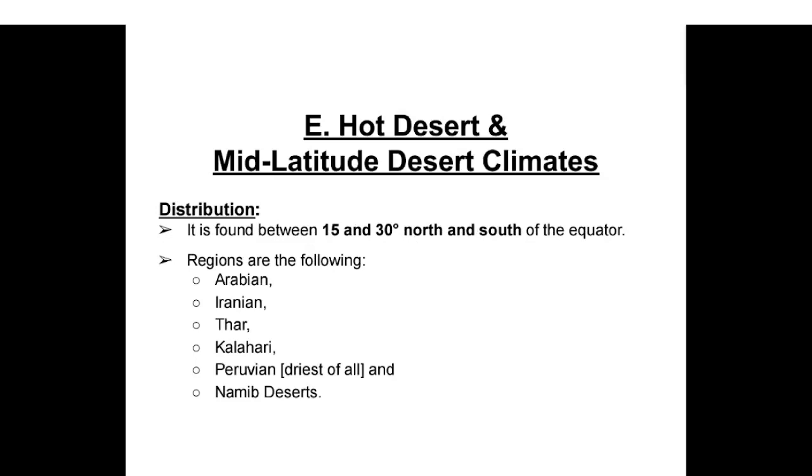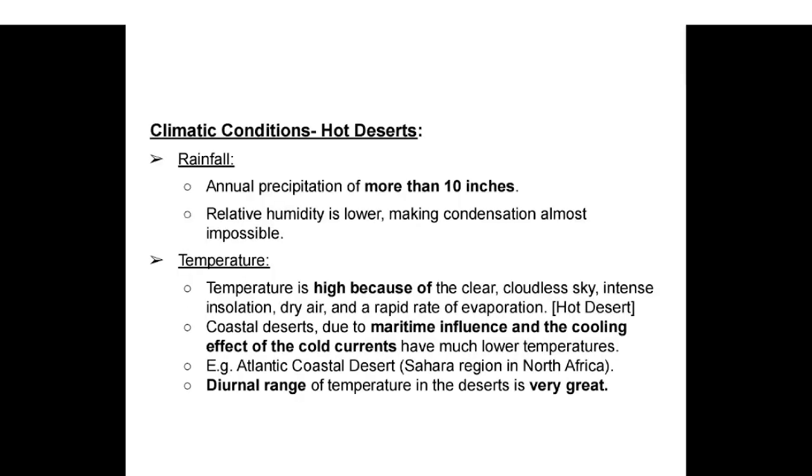Hot desert and mid-latitude desert climates. Distribution: it is found between 15 and 30° north and south of the equator. Regions are the following: Arabian, Iranian, Thar, Kalahari, Peruvian, driest of all, and the Namib deserts. All these have hot desert and mid-latitude desert climates.